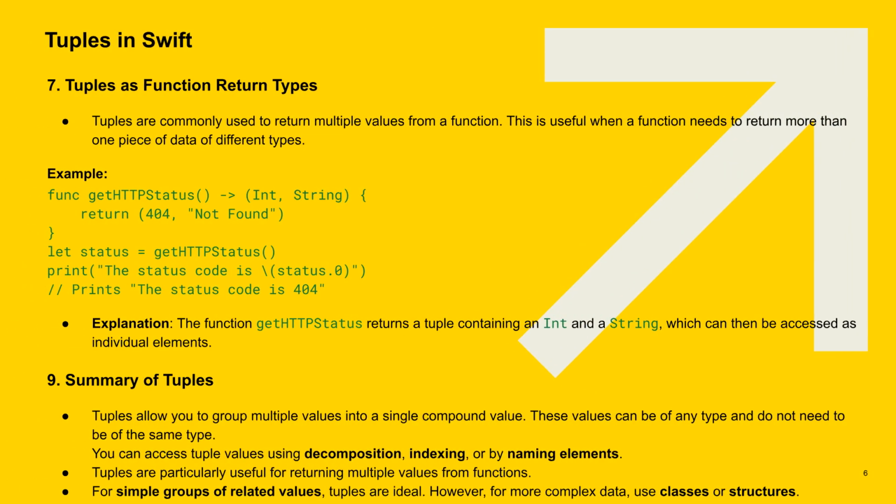Tuples are frequently used as function return types when a function needs to return multiple pieces of data of different types. They allow you to group values and access them via decomposition, indexing, or naming elements. For simple data groups, tuples are ideal.